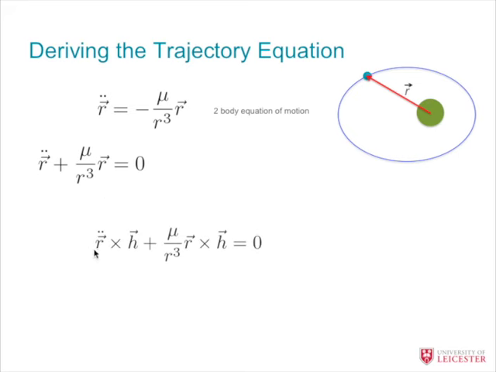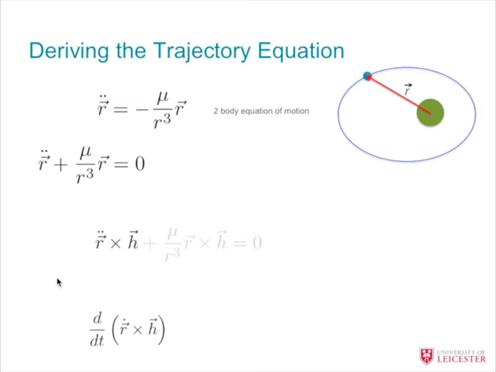And then what we're going to do is take the cross product of the equation of motion with h, which is the specific angular momentum. So h is also a vector. Let's look at this first term. So we've got these two dots. This is the second derivative of the vector r multiplied by the specific angular momentum h.